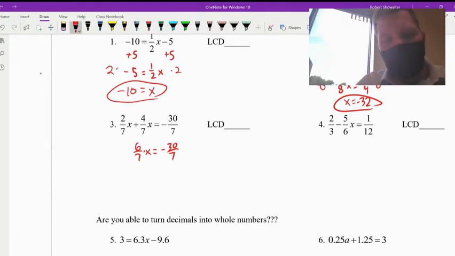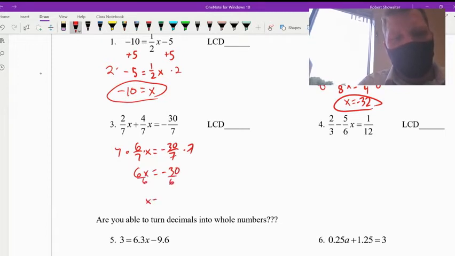Because I can see that this is 6 times x and then x over 3 as well. But I'm just going to multiply by 7 to get rid of the 7 first. So we get 6x equals negative, those cancel, -30, and then we're going to divide by 6, and we get x equals -5.